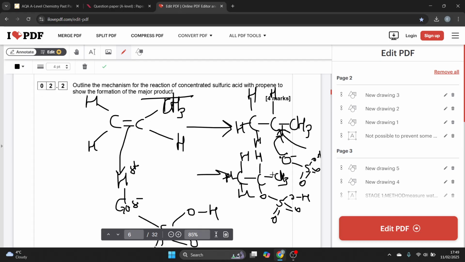Let's check the mark scheme. See that hydrogen there, CH3 on the left, and CH3 on the right. Perfect. Now that's a major product.